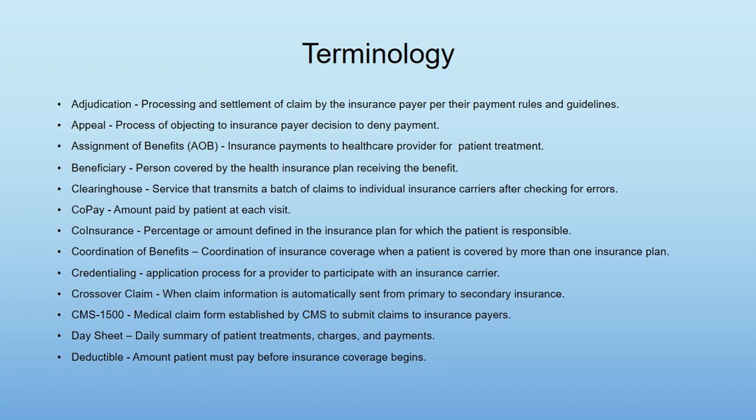This may be expressed in terms of percentages like 90-10 or 80-20. Well, that lower percentage is the patient responsibility. Coordination of benefits, sometimes abbreviated as COB. That's the coordination of the insurance coverage when a patient is covered by more than one insurance plan. You need to determine which is primary insurance and which is secondary insurance, and there are rules for determining that we get into in the fundamentals course in more detail.